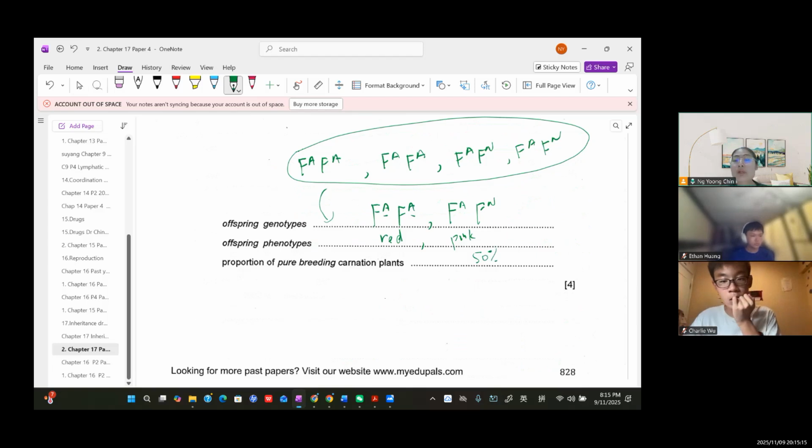Because pink color is not pure breed. Pink color, they always have a mixture, okay? A mixture of this dominant allele and another dominant allele. So it's not pure breed.